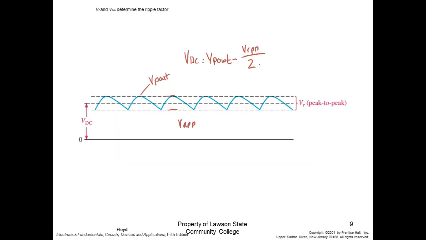Y'all understand why it's divided by 2? Yes or no? Because it's down the center. So all we got to do is figure out how to calculate V ripple. We know how to calculate V peak out. It's just what? It's V peak secondary minus the diode drops. You're thinking about it from the RMS standard. We're looking at V peak.